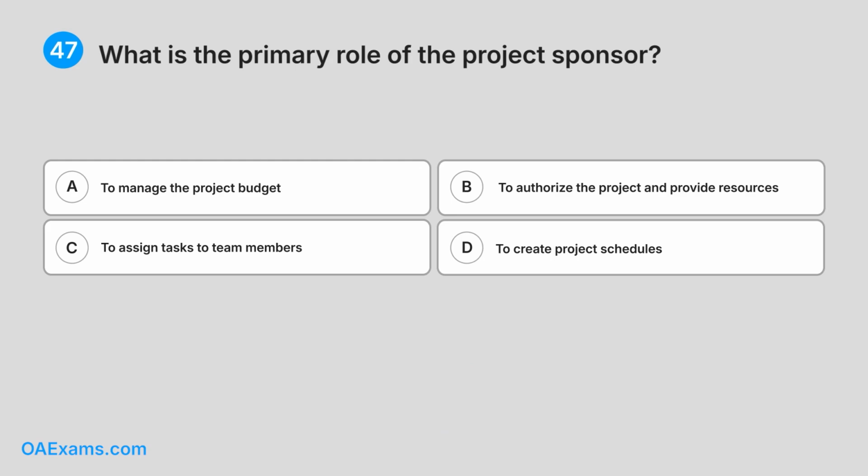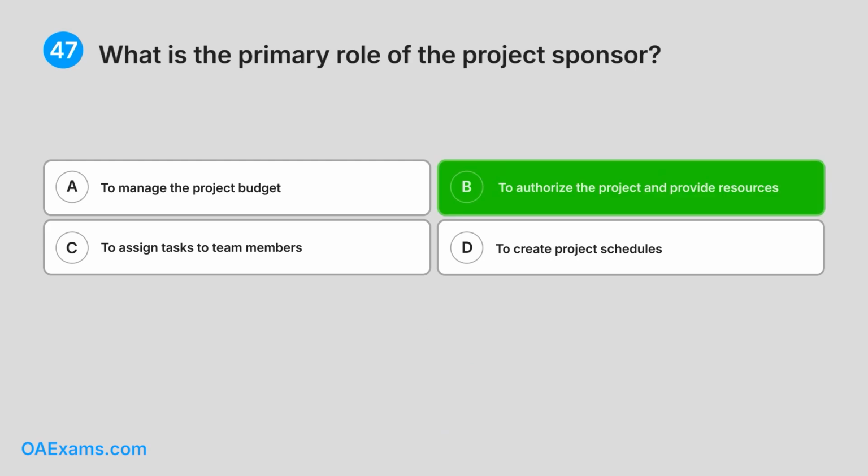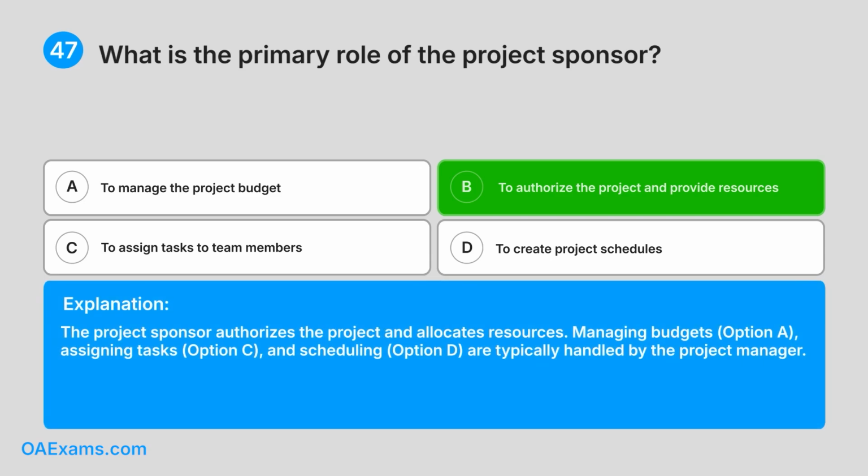Correct answer: B. To authorize the project and provide resources. Explanation: the project sponsor authorizes the project and allocates resources. Managing budgets, option A, assigning tasks, option C, and scheduling, option D, are typically handled by the project manager.